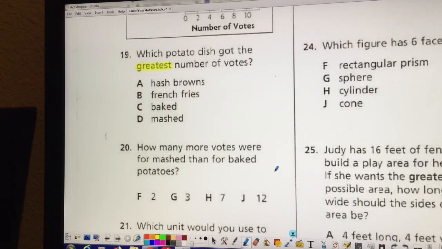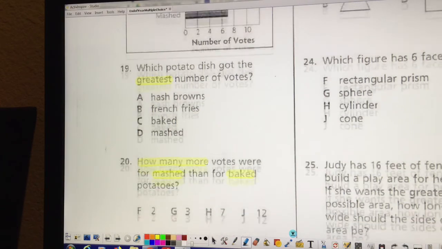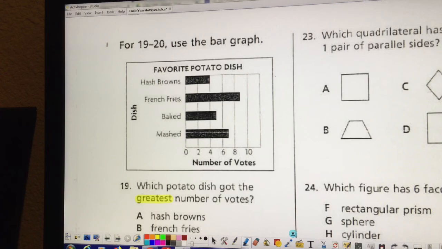Number 20, how many more votes were for mashed than for baked? So we've got to look at mashed and baked. So we've got to go back up to my bar graph. We're going to look for mashed and baked. Remember, how many more? Am I going to add, subtract, multiply, or divide these two numbers? How many more?